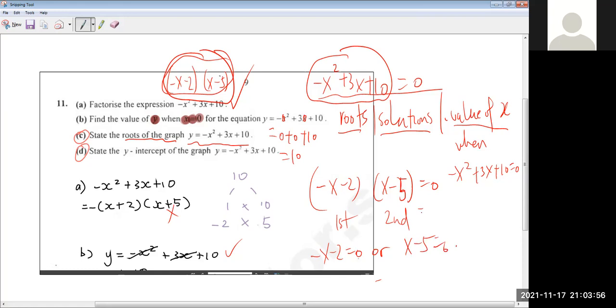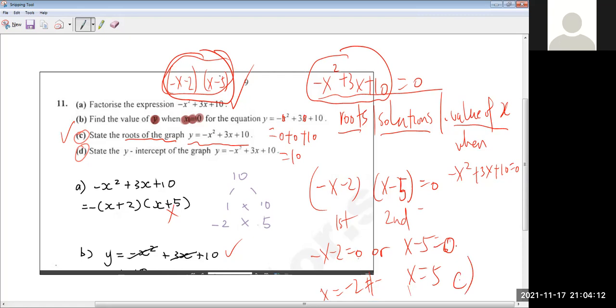This is our slide 2. I can even remember the slide already. Then after that, your x is equal to minus 2 for the first term, and then your x equals 5. So you have answer part C already. This is part C answer.